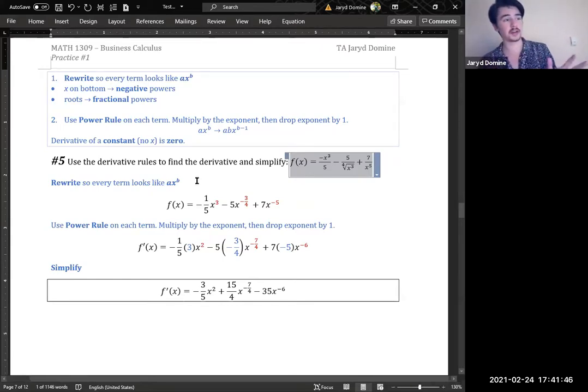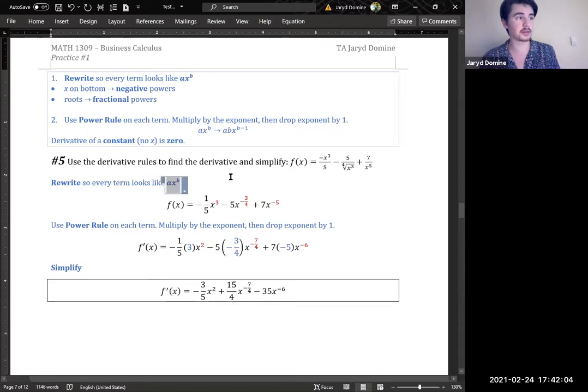For problem 5, we're given f of x equals minus x cubed over 5, minus 5 over the 4th root of x cubed, plus 7 over x to the 5th. Our first step is to rewrite it. We want everything to look like a constant times x to some power. You'll be able to tell what this form is supposed to look like as we keep going.